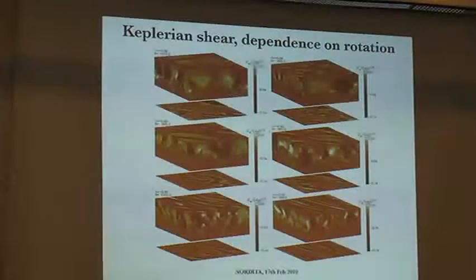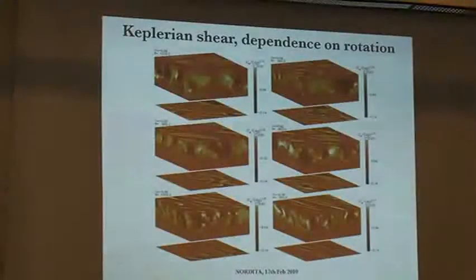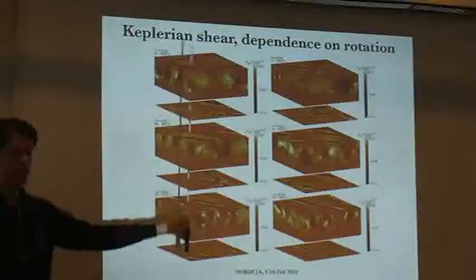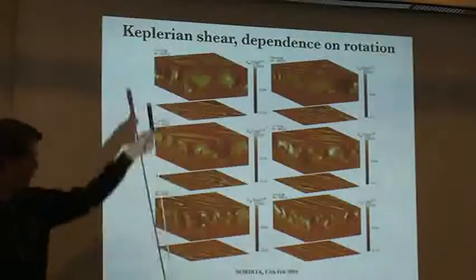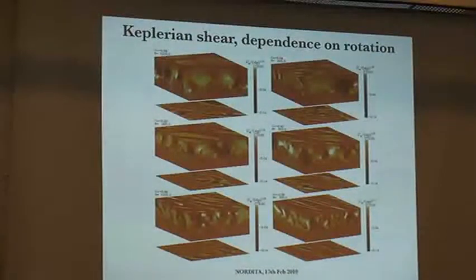Okay, actually, this was the last slide that I had. Short question: what's the plane of rotation and gravity in this picture? The rotation vector is pointing upwards, and gravity is pointing downwards. So it's just parallel, or anti-parallel.